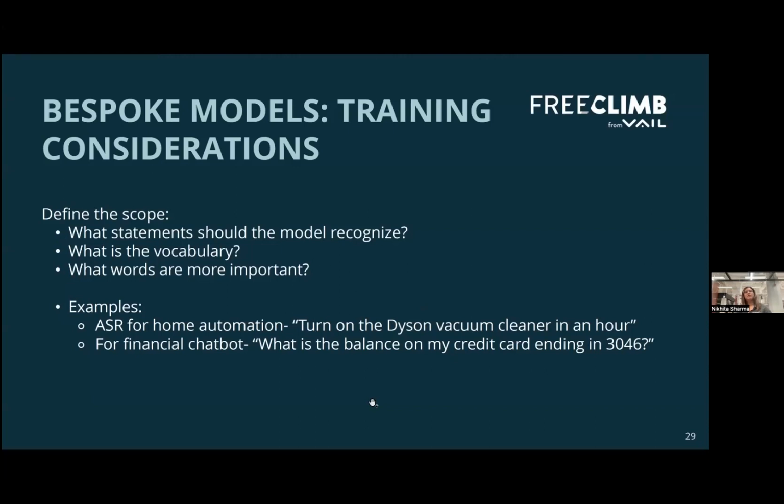And if it's a different domain, like a financial chatbot, you might have a phrase like "what is the balance on my credit card ending in so and so". For a financial chatbot, recognizing numbers correctly might be more important. So you have to figure out, based on your domain, what the vocabulary would look like.